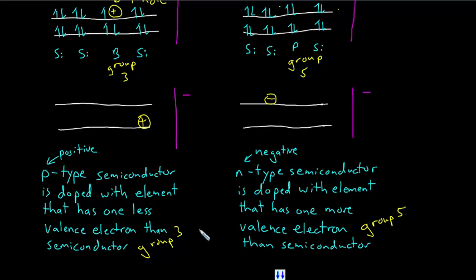So some examples of group 3 elements that you might dope with are boron, or also you could dope with other things like gallium or indium. And to get an n-type semiconductor, you would dope with phosphorus or arsenic and possibly even antimony.